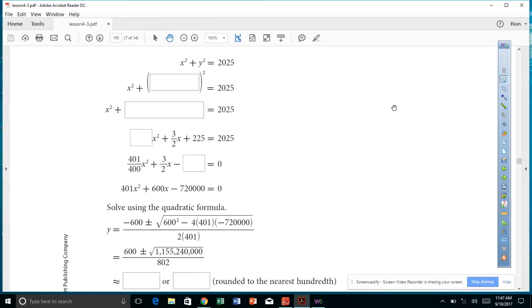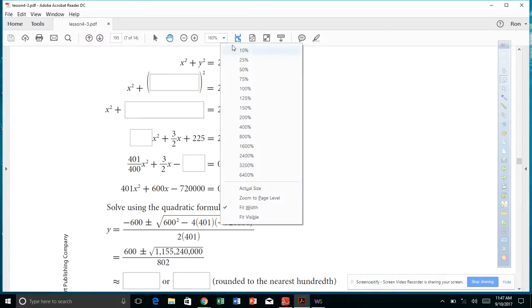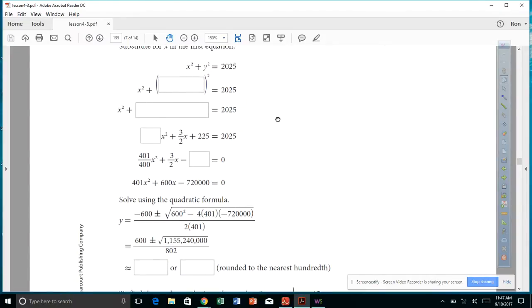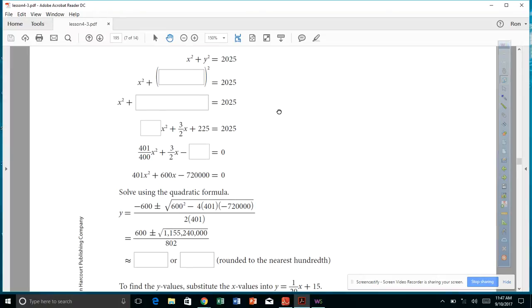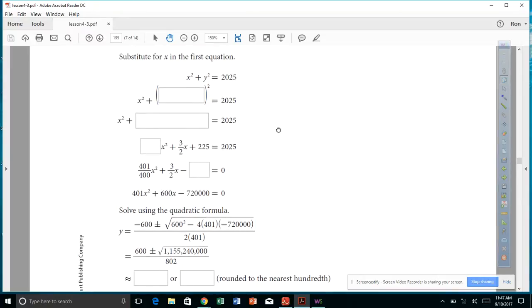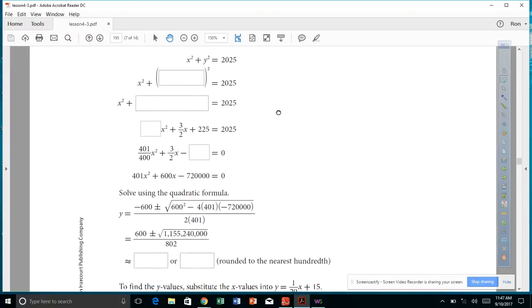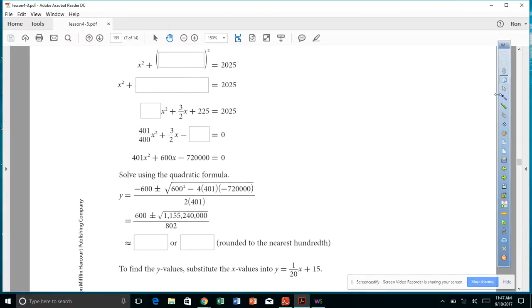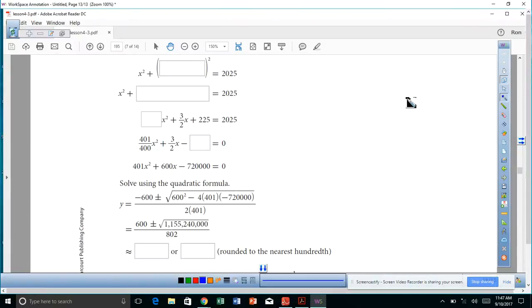I need to make this just a tad smaller. So what do we got here? We're at 163%. Let's try 150%. Now we got it all there. So we got x squared plus y squared, but we found out that we solved for y on that other one. We got 1 over 20x plus 15, squared.